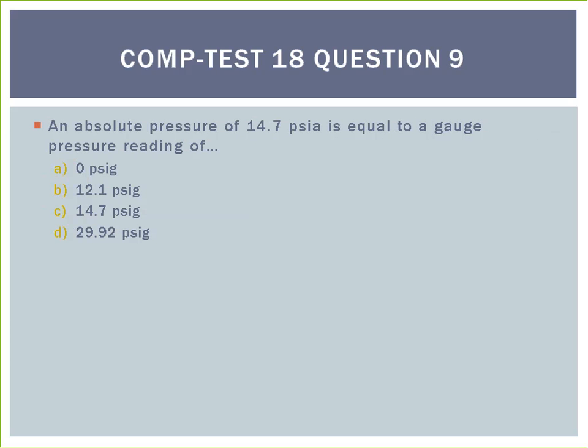Comp Test 18, question number 9. An absolute pressure of 14.7 psi is equal to a gauge pressure reading of A, 0 psig, B, 12.1 psig, C, 14.7 psig, D, 29.92 psig.